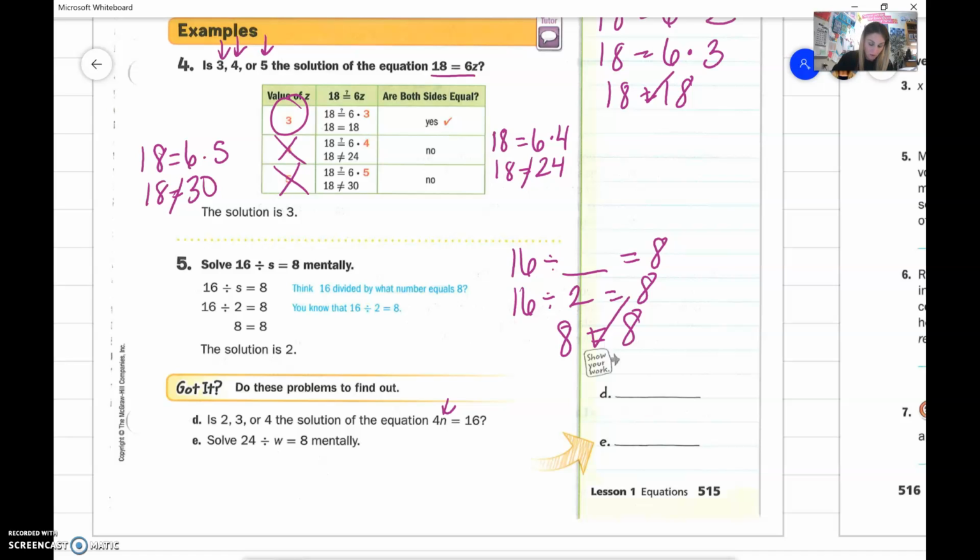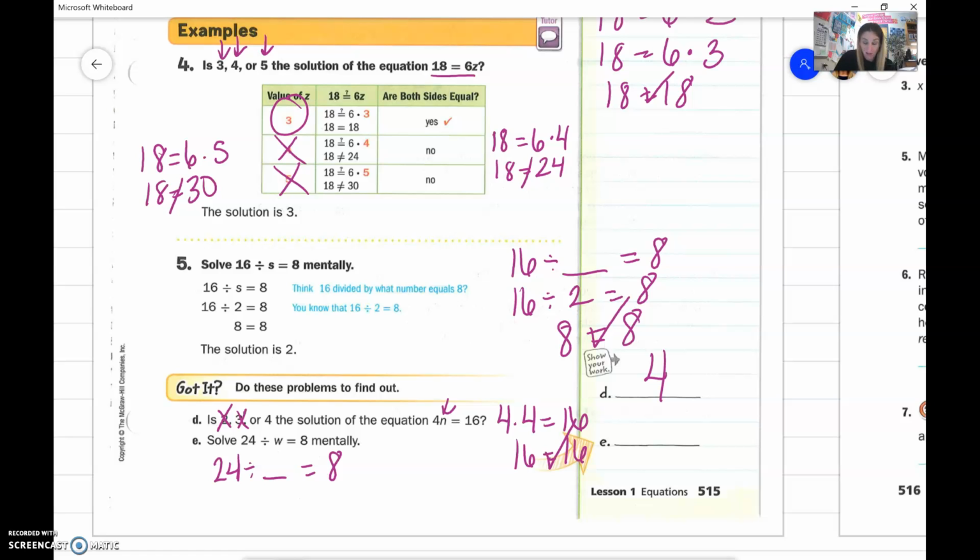Well, 4 times 2 is 8, so that doesn't work. 4 times 3 is 12, so that doesn't work. 4 times 4 equals 16. 16 equals 16, so my answer is 4. Check, that works. All right, 24 divided by what number equals 8?